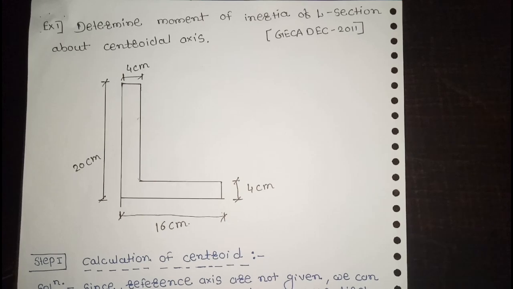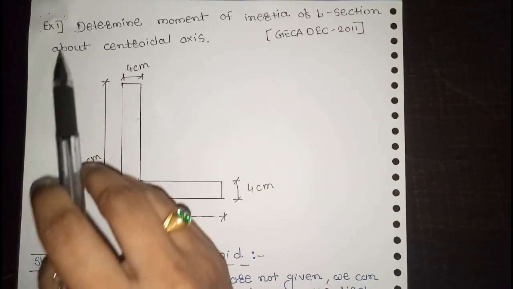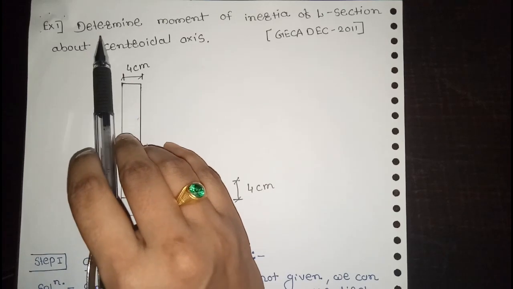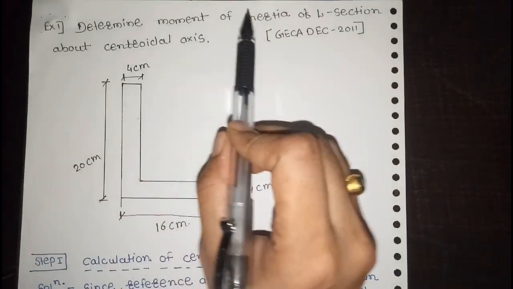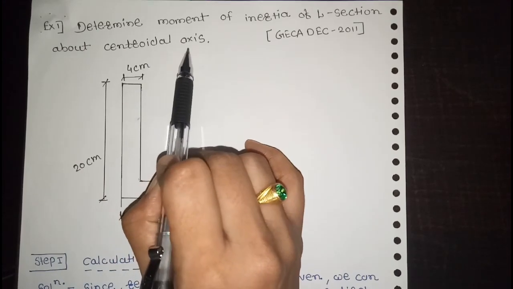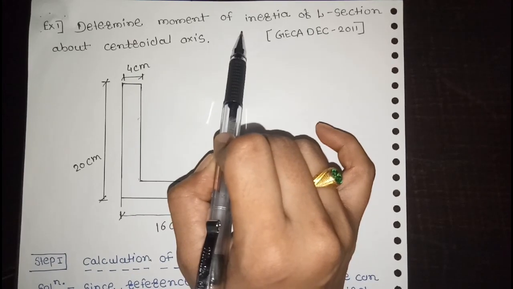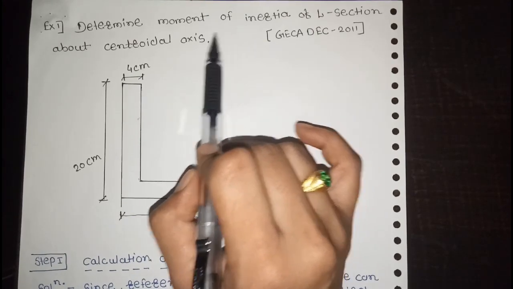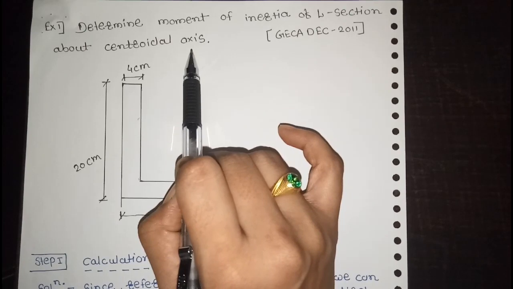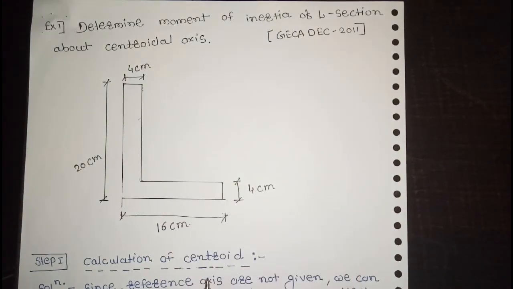We will see the numerical based on moment of inertia of L section. So this is the first example. Determine the moment of inertia of L section about centroidal axis. Determine the moment of inertia means I of L section about centroidal axis, means calculate Ixx and Iyy.